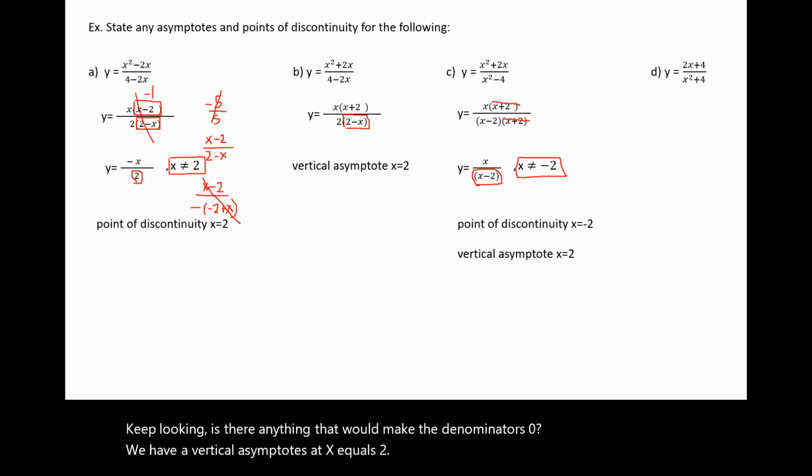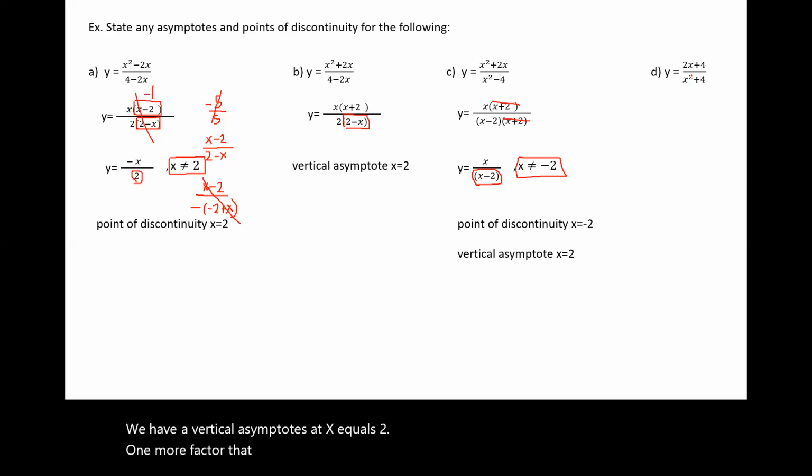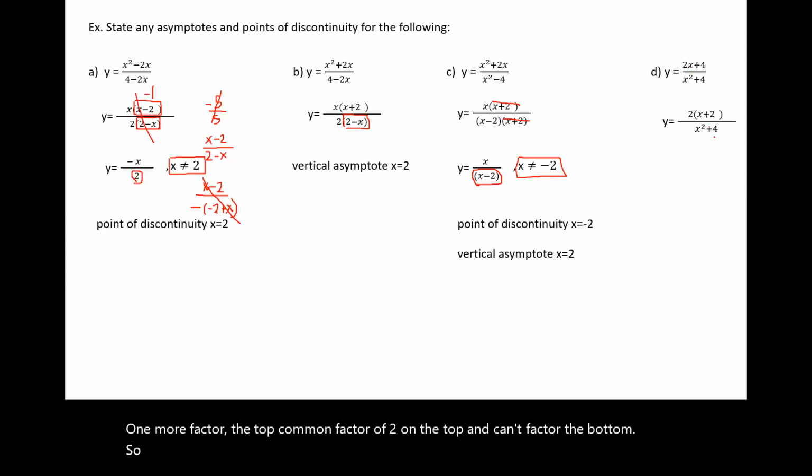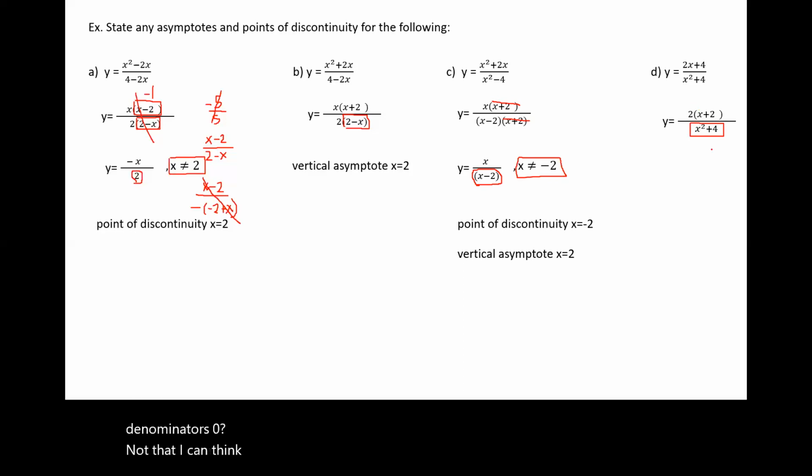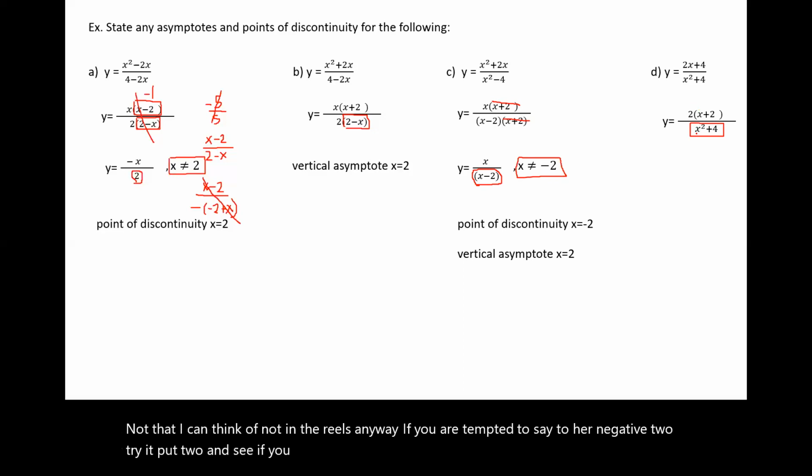One more. Factor the top, common factor of 2 on the top, and can't factor the bottom. So nothing was eliminated, so no points of discontinuity. And is there anything that will make the denominator 0? Not that I can think of. Not in the reals anyway. If you were tempted to say 2 or -2, try it. Put 2 in and see if you get 0. You don't. So no points of discontinuity and no vertical asymptotes.